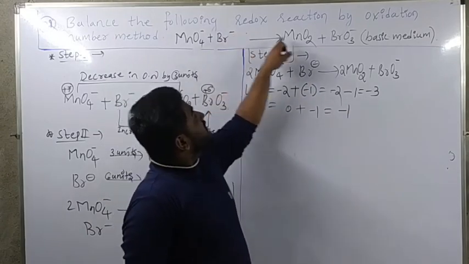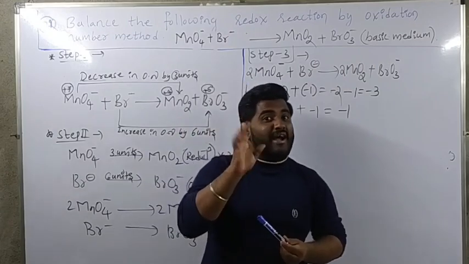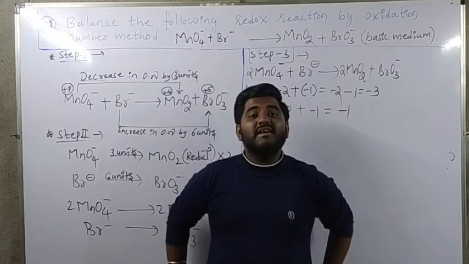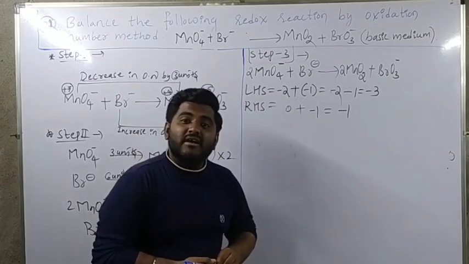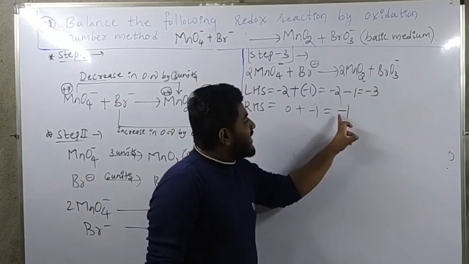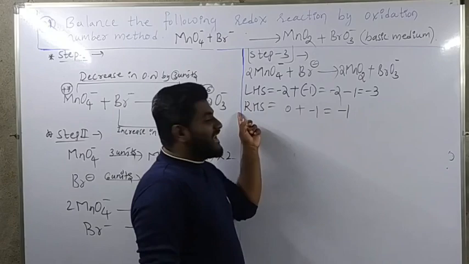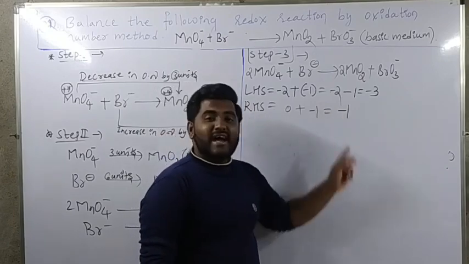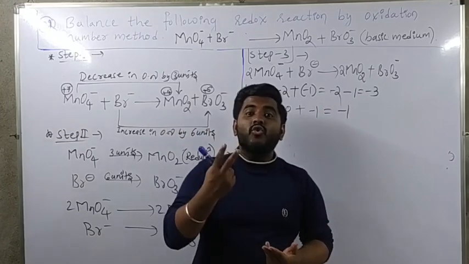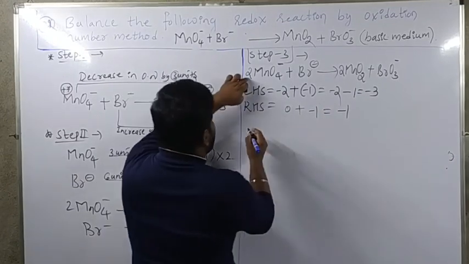See, in the question they have given basic media. Basic media means OH minus, not H plus. If acidic media, H plus. Basic media, OH minus. Then we can add OH minus. Here minus 3 charge is there, here minus 1 charge is there. Which side has less minus charge? The RHS side. Means the RHS side is 2 minus charge less. Then on the RHS side 2 OH minus should be added. I hope you followed. Write the equation again.